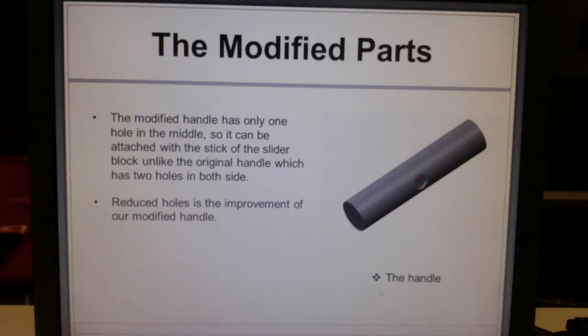Here's the handle, which is the last part of the modified product. The modified handle has only one hole in the middle. This is the hole that we're talking about. So it can be attached with the stick of the slider block, unlike the original handle, which has two holes in both sides. So reduced holes is the major improvement of our modified handle.